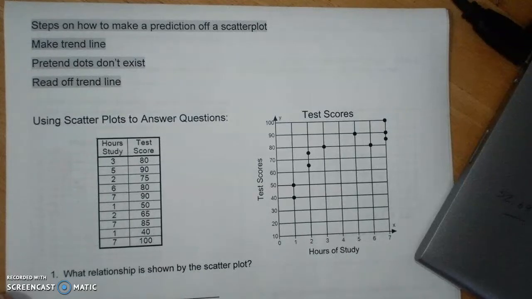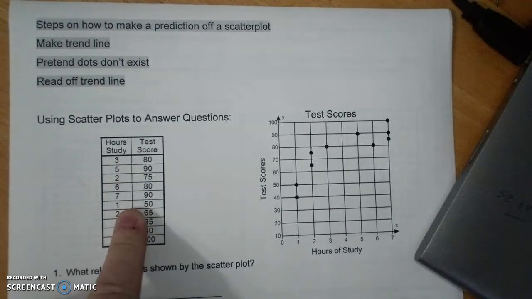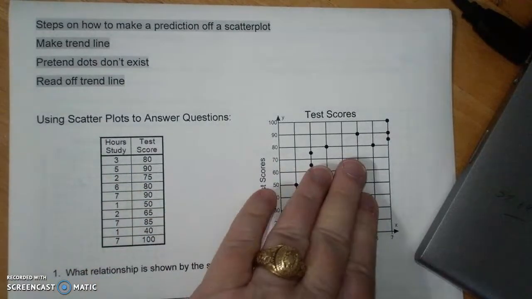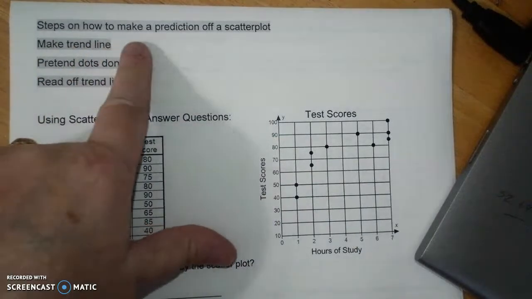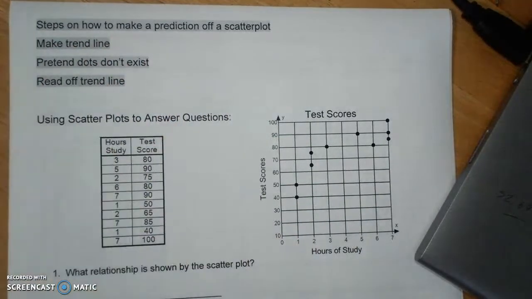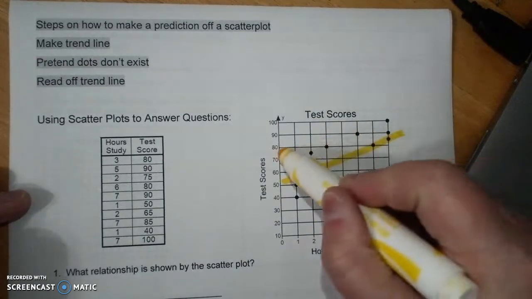This is going to be a demonstration on how to make predictions off a scatter plot. So you have a set of data in a table, and sometimes they will ask you to plot it, and this is already plotted for you. The first thing you're going to do to make a prediction off a scatter plot is make a trend line. So what I do is I make my railroad tracks.